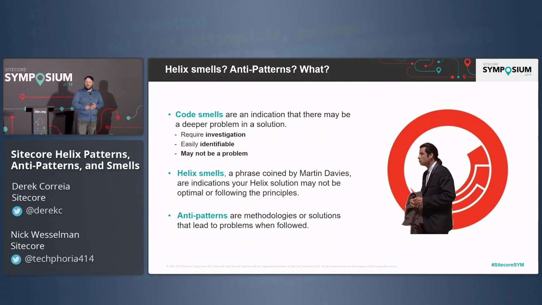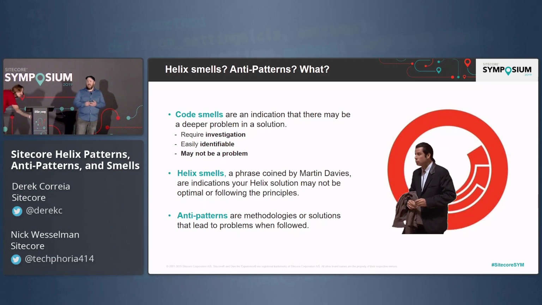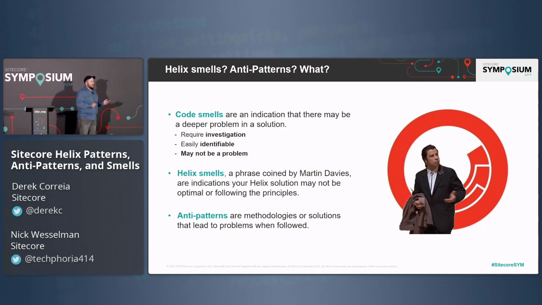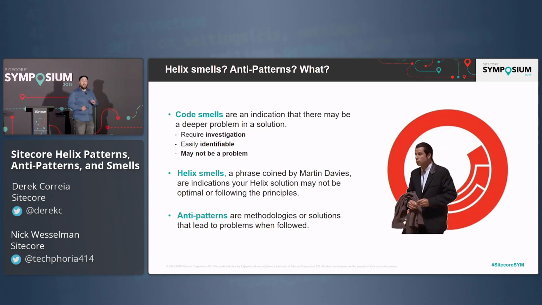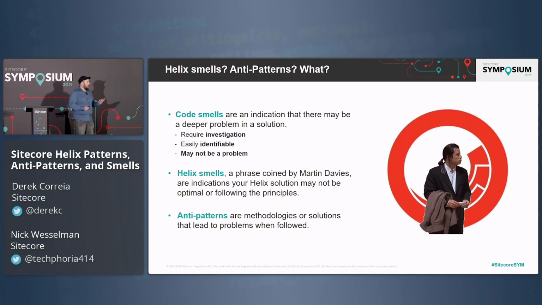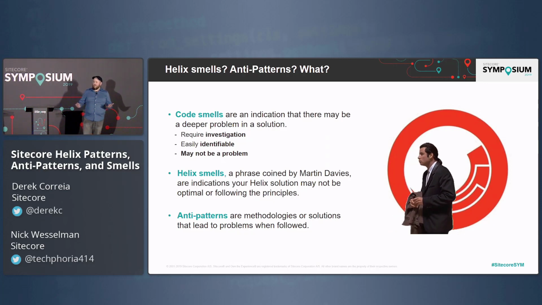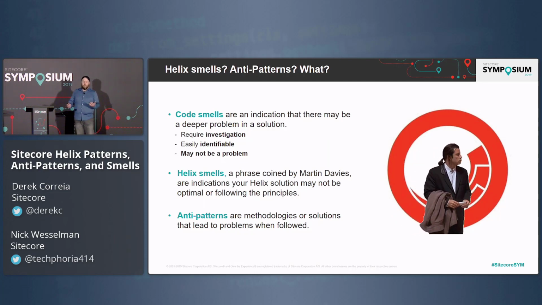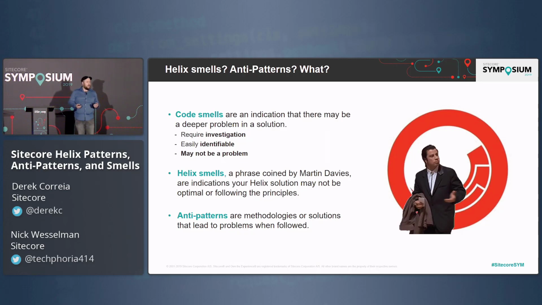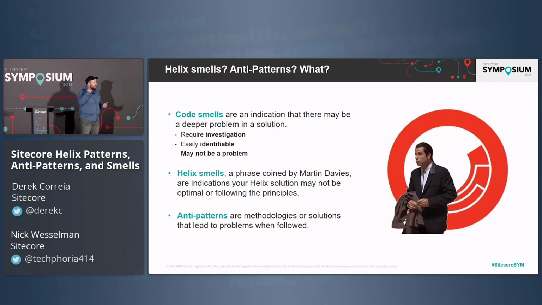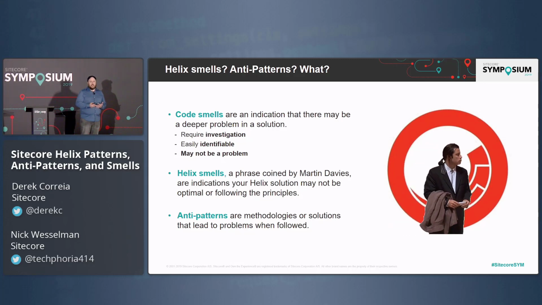Code smells. This was first mentioned in a book called Refactoring by Martin Fowler. I think Kent Beck actually came up with it. But code smells are not necessarily problems, but they're an indication that something might be wrong in your code, or might be wrong in the way that you're doing something in your code. So they have a couple of really distinct markers. There's something that requires investigation. It's not something you're going to take a quick look at and identify. They are easily identifiable, which is where the name smells comes from. They're called sniffable. You see it, and you're like, not sure about that. And again, it might not be a problem. It's just something that sets off your radar and needs some more investigation.